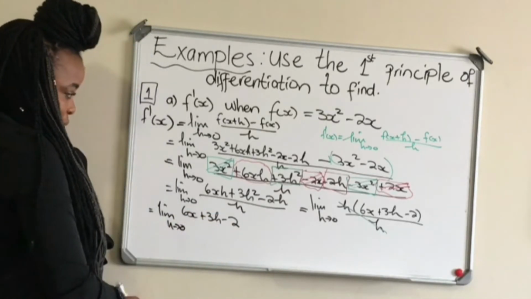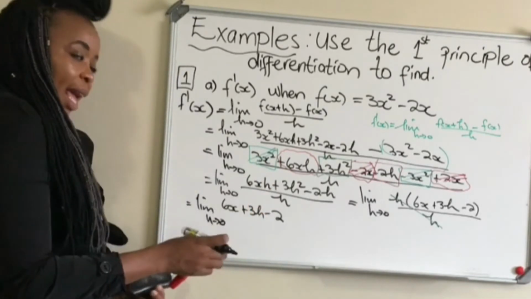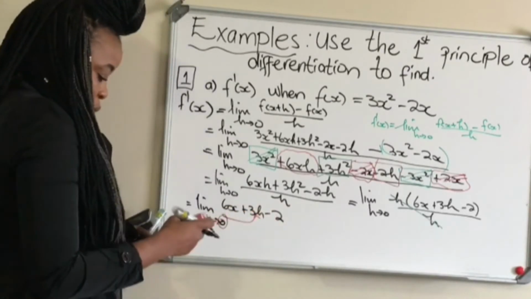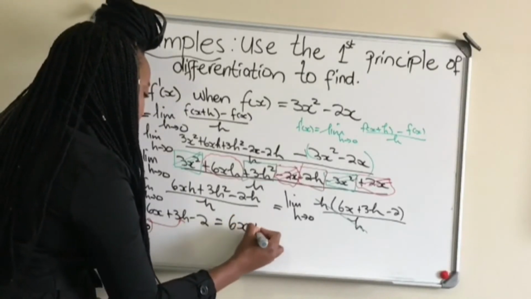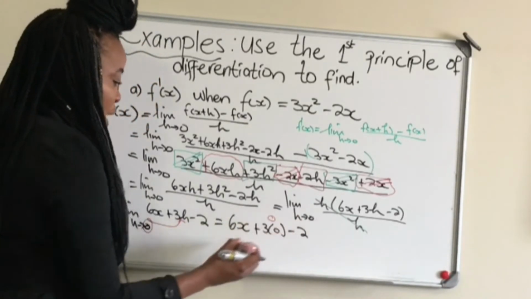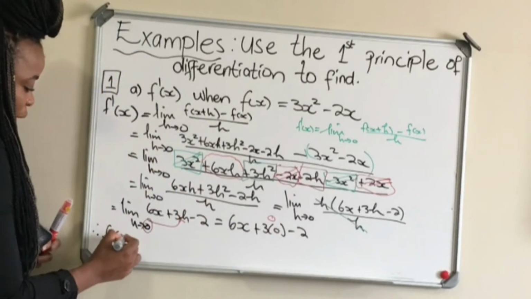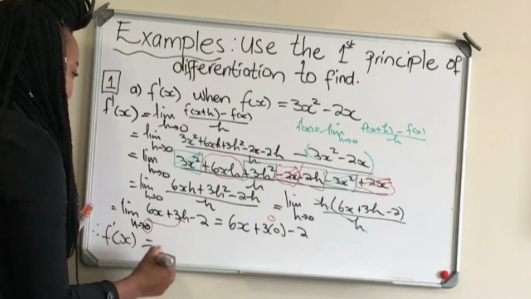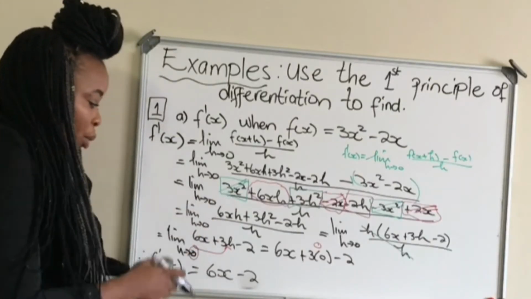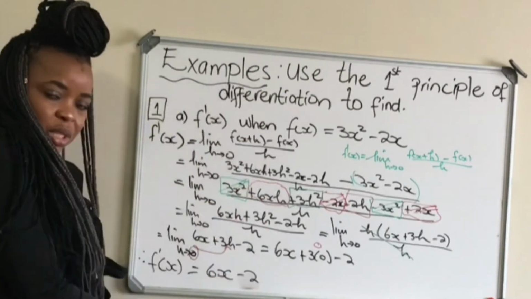So that's what we have. We can now get rid of this limit as h goes to 0 by letting h be 0. It means everywhere I see h, I'm just going to put 0. Then I'm going to be left with 6x plus 3 times 0 minus 2. We know that 3 times 0 is just 0. So my answer for f prime of x, we can conclude, is that f prime of x is equal to 6x minus 2. So that's how you're supposed to do A. That's our derivative for that function by using the first principle.